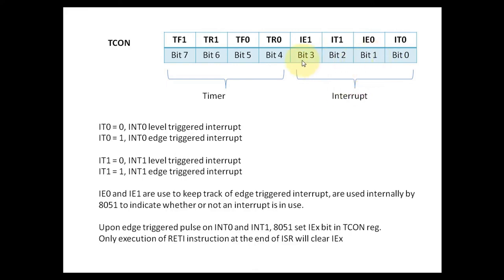IE0 and IE1, these two bits are simply the interrupt monitor bits. Whenever there is an interrupt, these two bits will get set to logic 1. Whenever there is an edge interrupt, these two bits will get logic 1, and these two bits will get cleared when the microcontroller comes out from the subroutine. So mainly bit number 0 and 2 are important to us.